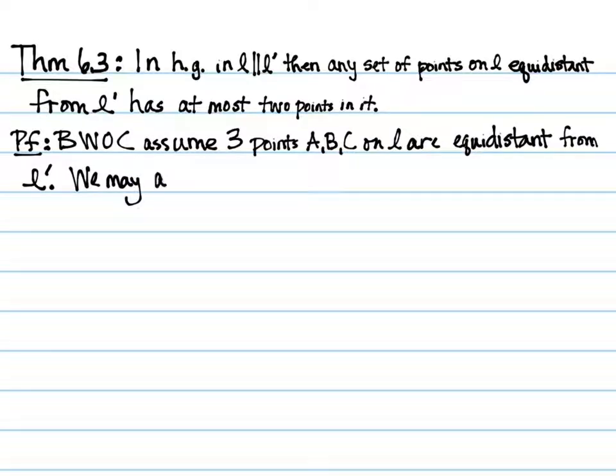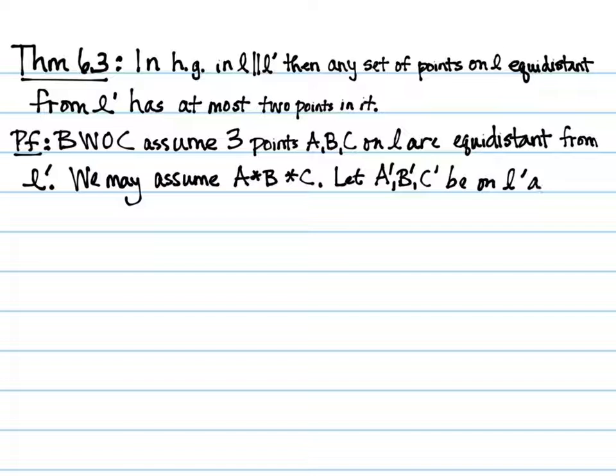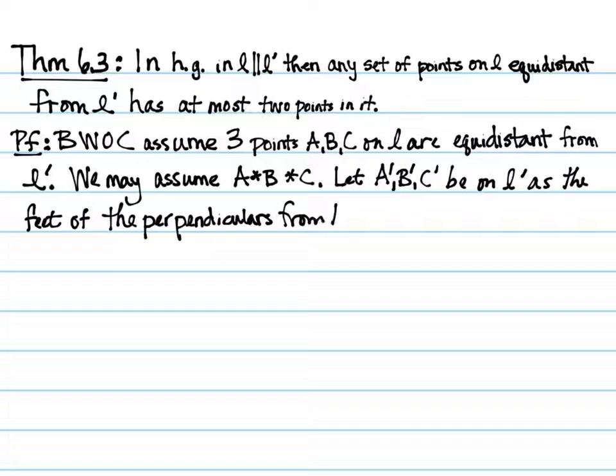We may assume that B is between A and C. There's some kind of an ordering, so we're just going to go with alphabetical. And we're going to let A prime, B prime, C prime be on L prime as the feet of the perpendiculars from A, B, C, respectively, to L prime.